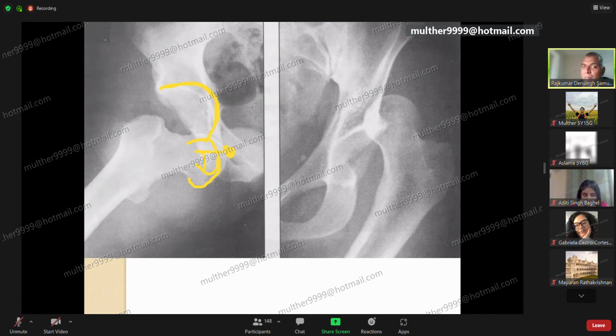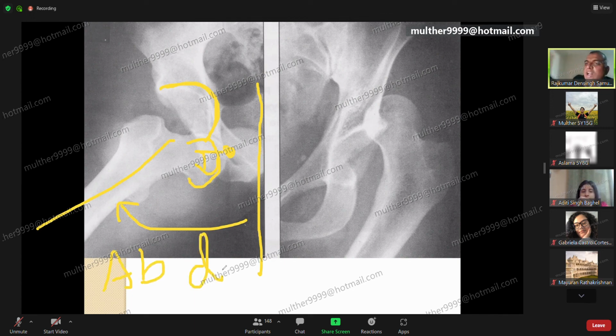But another point is this. Once again, you see the midpoint and see the limb. How is the limb compared to the midpoint? It went away, yes or no? Here there is abduction. So we know abduction and external rotation is characteristic of what? Anterior dislocation. Yes or no? Understood? So this is actually anterior inferior.